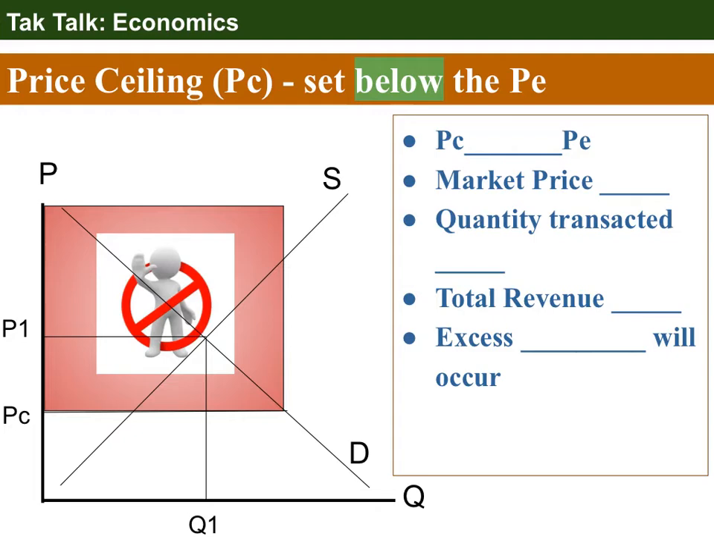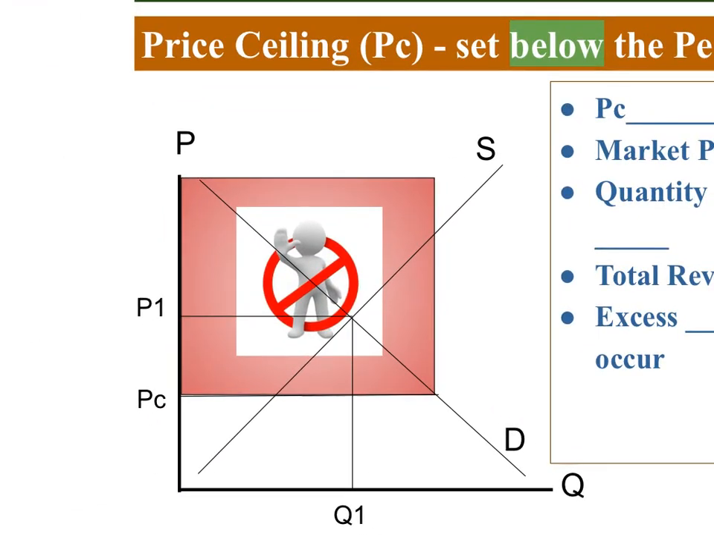Actually, if you're thinking about that, that means the government does not allow the sellers to sell at more than that price. Okay, so here you are not allowed to sell more than PC. So above the PC, this is a forbidden zone. That means no people can set a price here. So what happened to the price? The market price cannot stay at P1 anymore. It has to go down to PC.